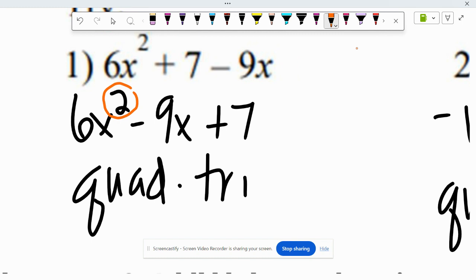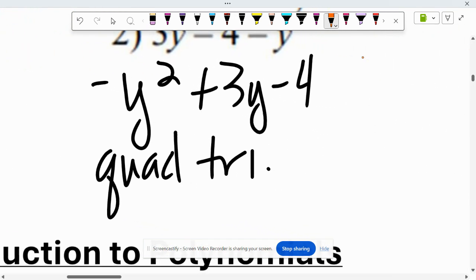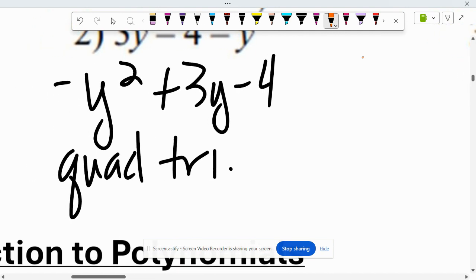Number 2. Number 2, Violet. And what'd you name that? Very good. Number 2, negative y squared plus 3y minus 4. This is also degree 2, which makes it a quadratic, and it has 3 terms, trinomial. Okay. Kaden, you got the last one? Go ahead.